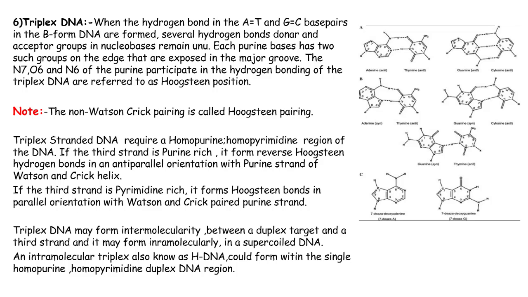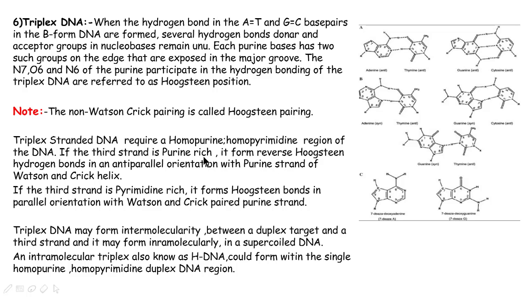These participate in the hydrogen bonding of the triplex DNA and are referred to as the Hoogsteen position. Note, the non-Watson-Crick base pairing is known as the Hoogsteen base pairing. You can see adenine, thymine, guanine, cytosine, how they form pairing. Adenine, thymine, at different positions they can interact and form a bond. Okay. The standard triplex DNA requires a homopurine, homopyrimidine region of the DNA.